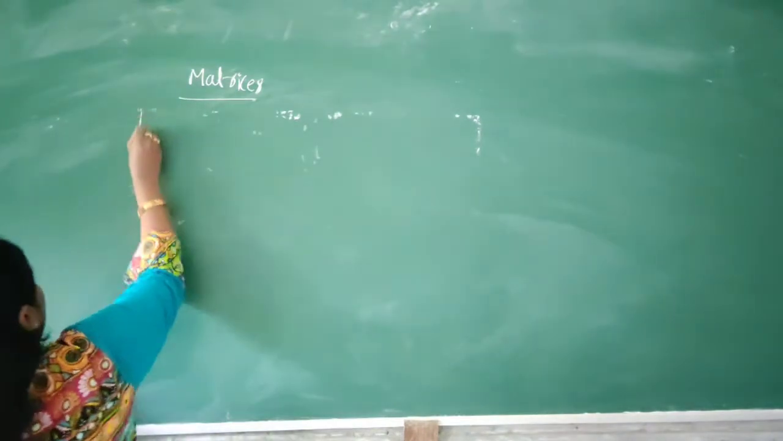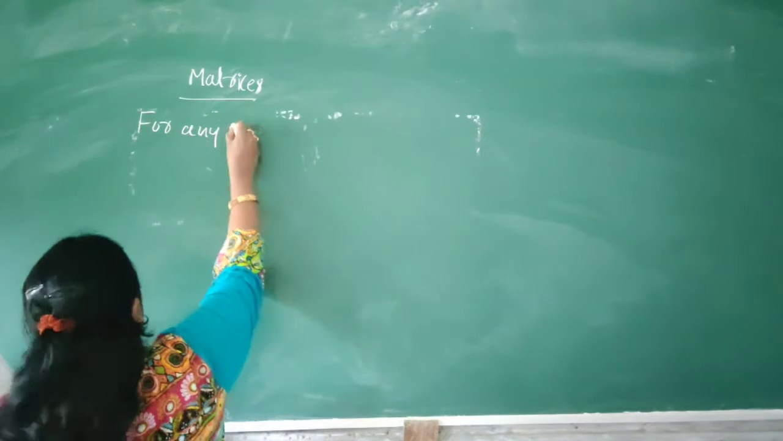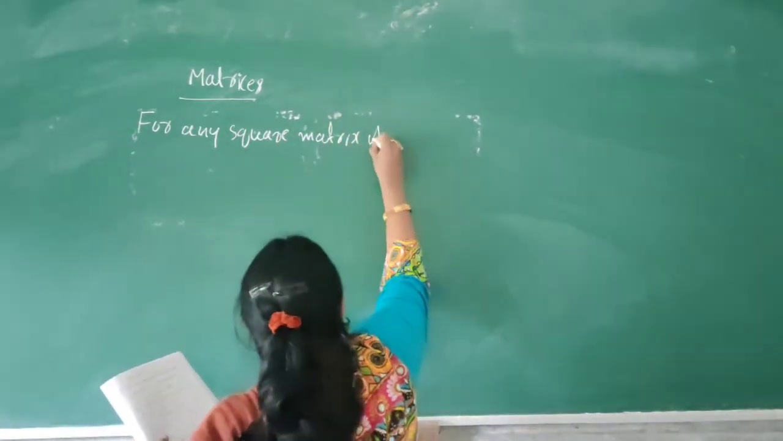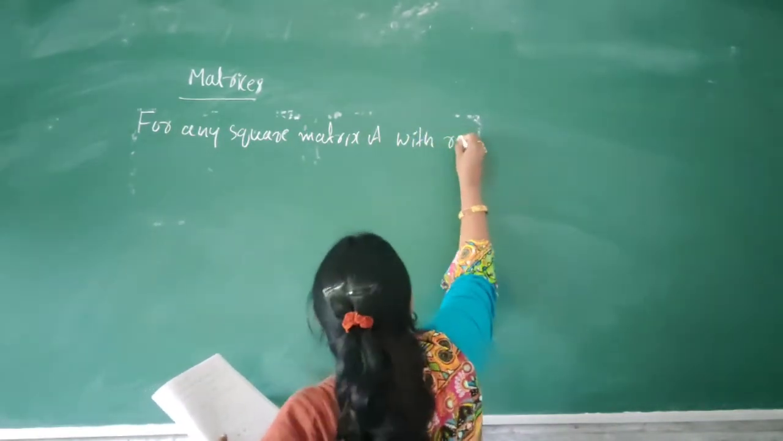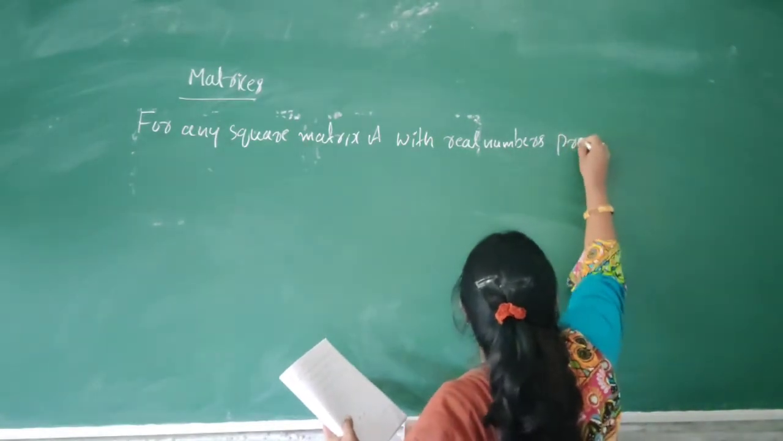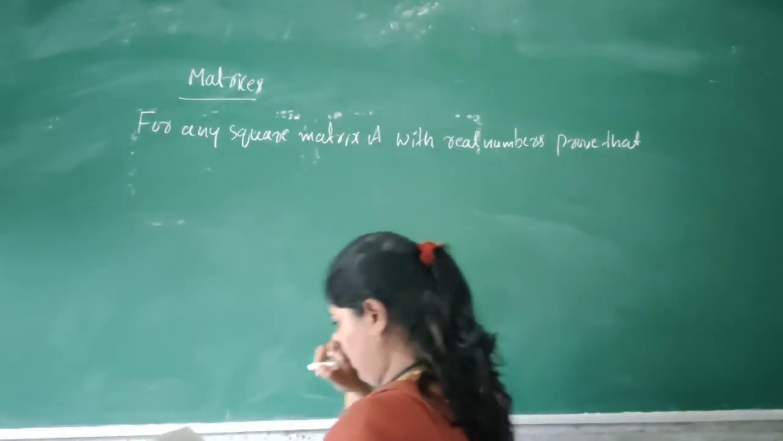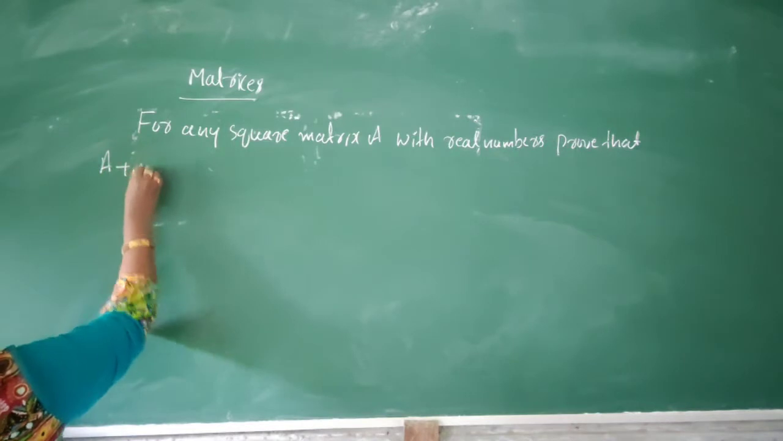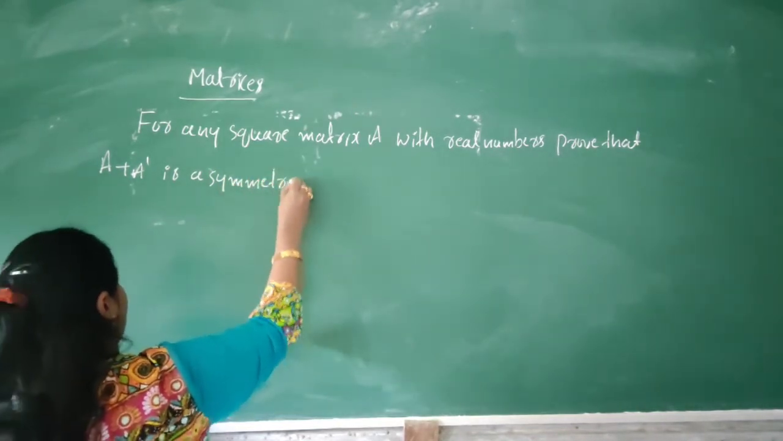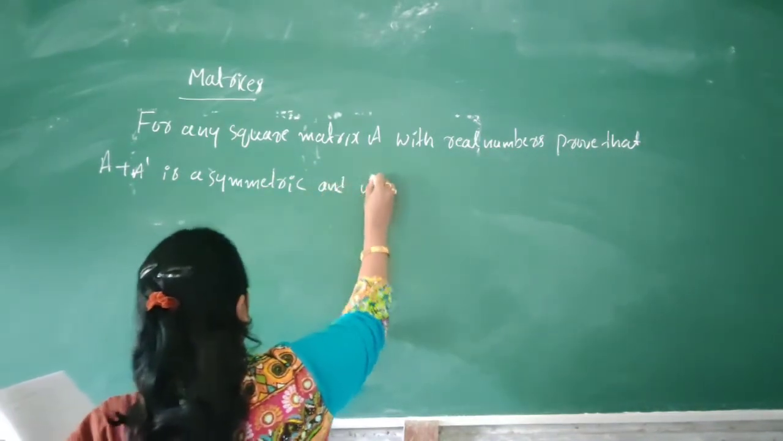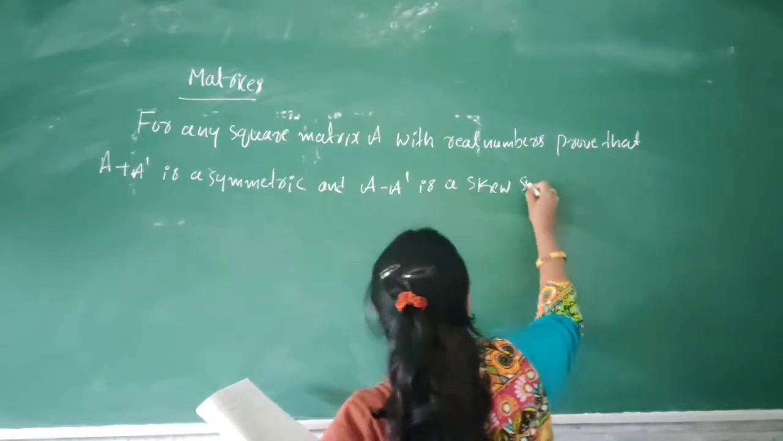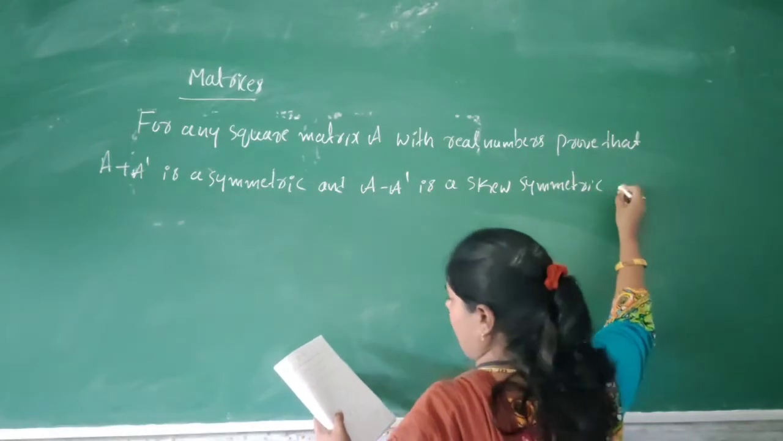For any square matrix A with real numbers, prove that A plus A dash is a symmetric and A minus A dash is a skew symmetric matrix.